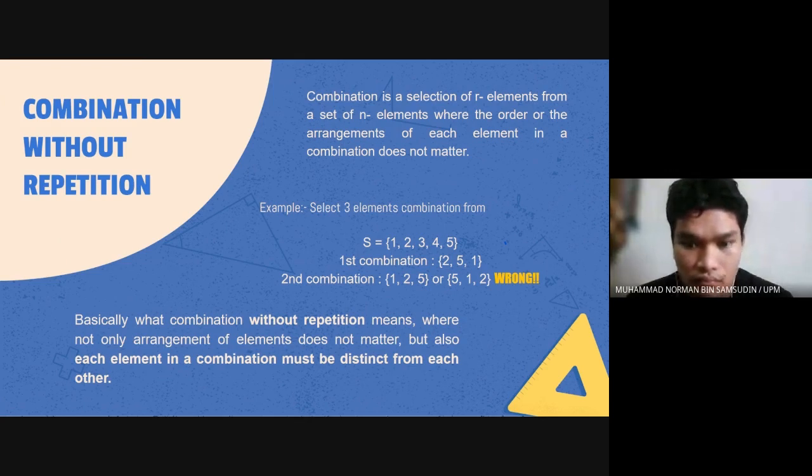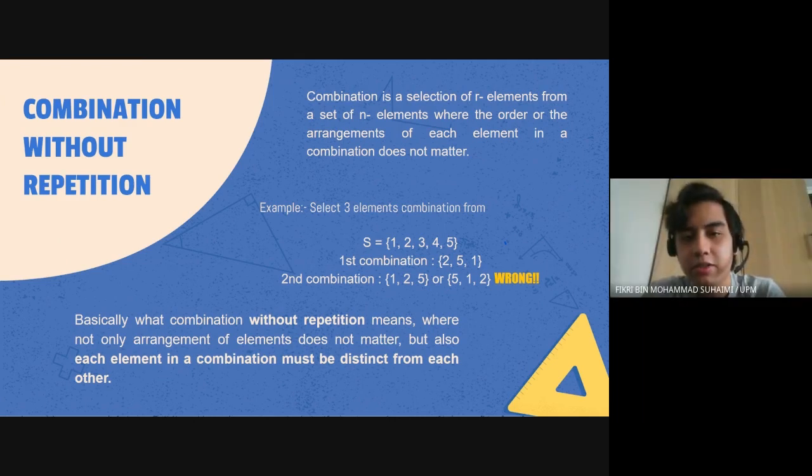So now I will explain about combination without repetition. So what is combination? Combination is a selection of R elements from a set of N elements where the order of the arrangements of each element in a combination does not matter.